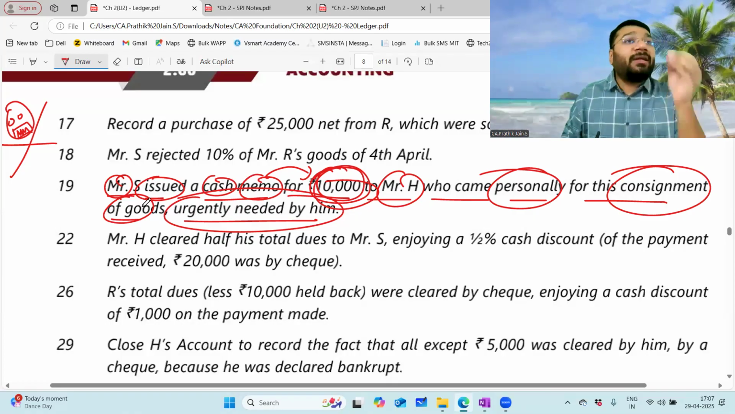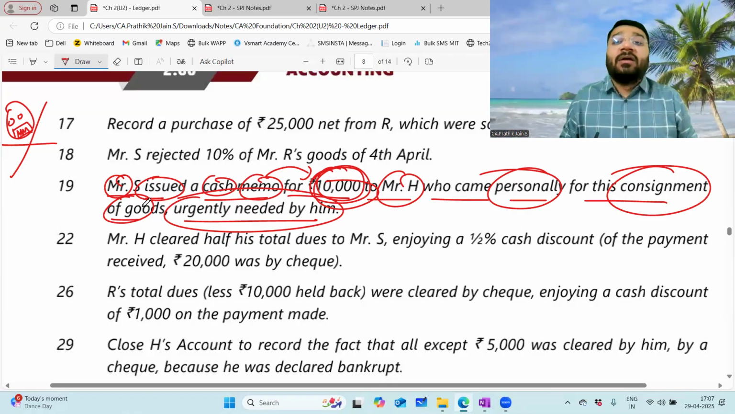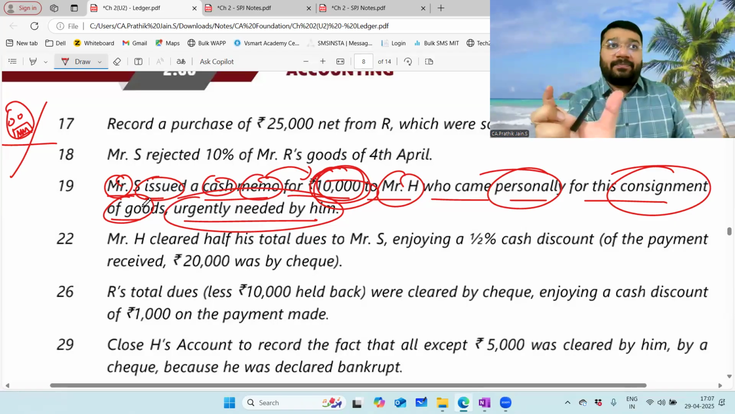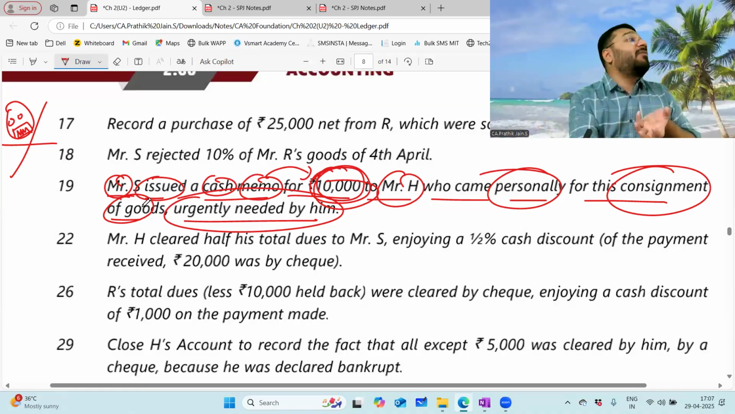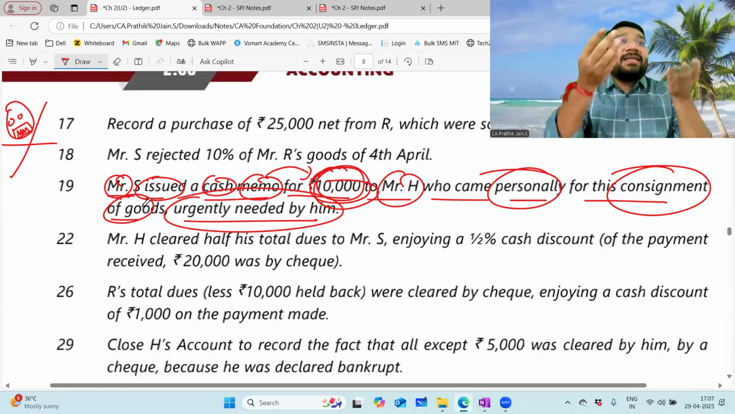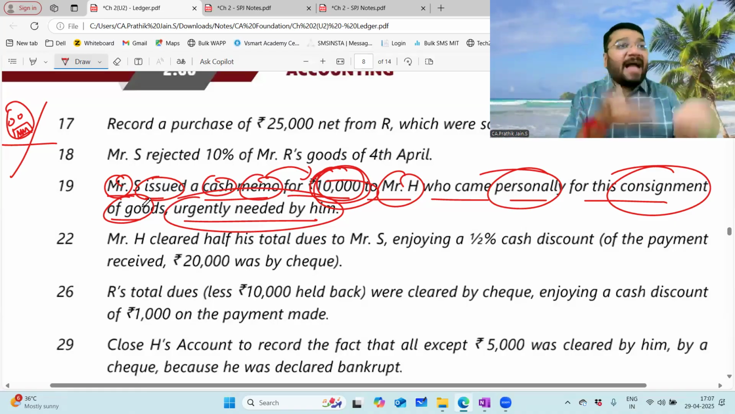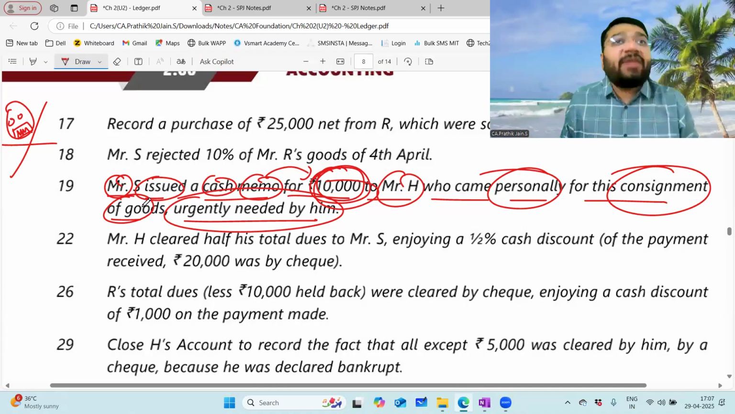So this is nothing but a cash sale transaction where we are selling the goods to Mr. H. Delivery is happening immediately, and against that, money is also received immediately. So what is this transaction? It is a cash sale transaction. What is the journal entry for cash sale?